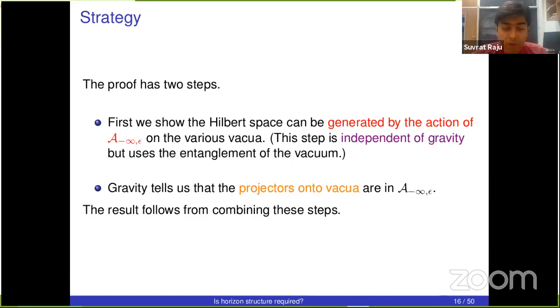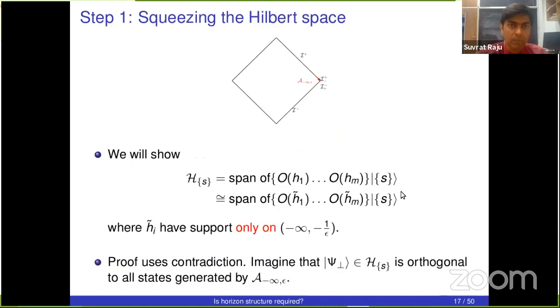The second step is going to be to note that gravity and semi-classical gravity tells us that the projectors onto the various vacua live in this algebra. And then I'm going to combine these two results and I'm going to get the result that I wanted. Okay, so let me go through the first step, which is the question of squeezing the Hilbert space.